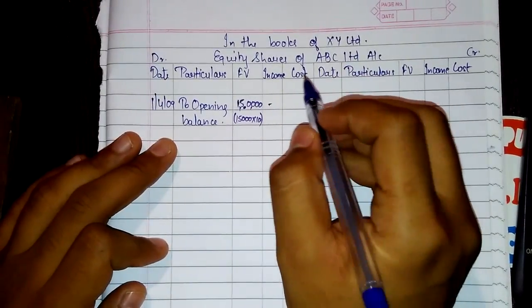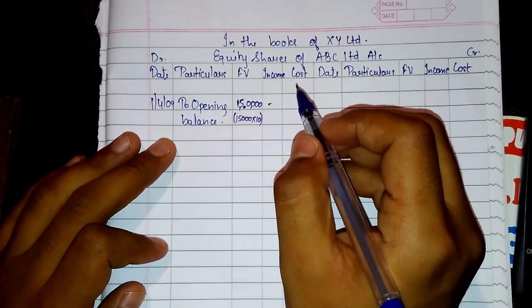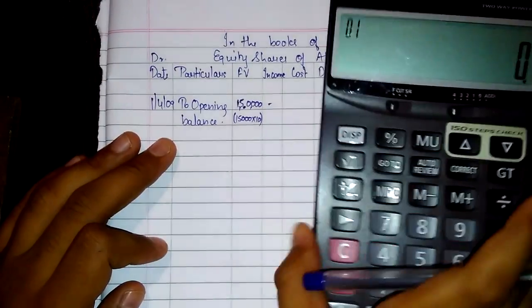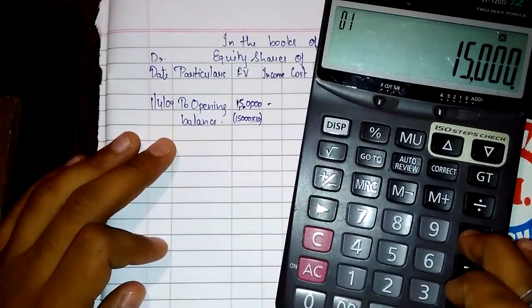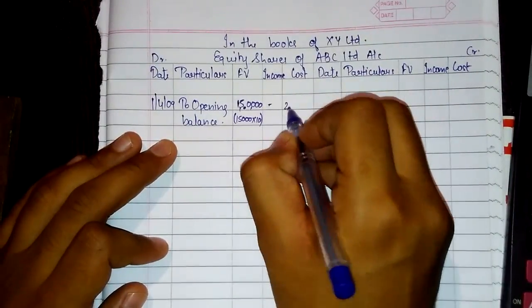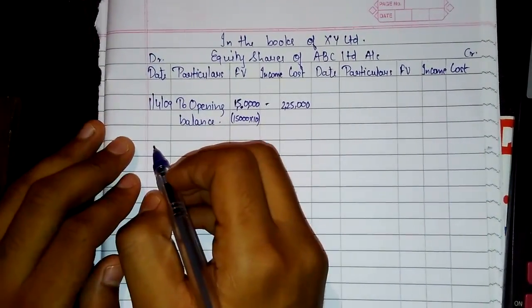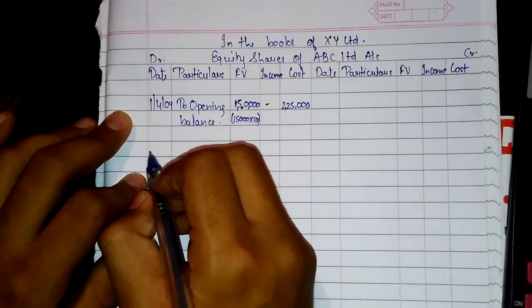Income is dash. Cost is given that it has the book value of rupees 15 per share. That means 15,000 into 15, which is equal to 2,25,000. Simply put the value 2,25,000. There is no need of writing any working note for the opening balance. We'll move on.